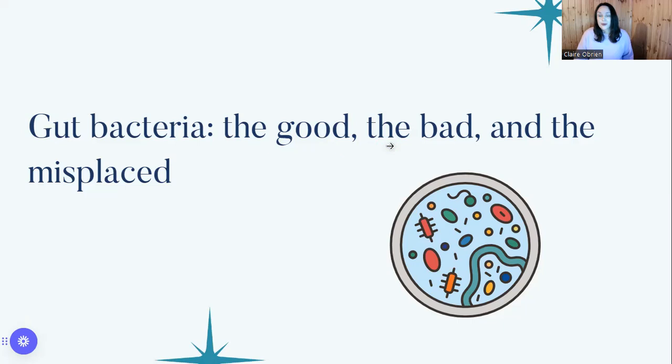Then we have the bad, so the ones that are infections, the ones that are causing things like diarrhea and constipation and abdominal pain, or they might be really acute in things like gastritis or stomach bugs, stomach flu, or food poisoning. And then we have the misplaced, which would be SIBO. So that would be things like bacteria growing in the small intestine or in the large intestine, but they don't belong there. They should be somewhere else in the digestive system.